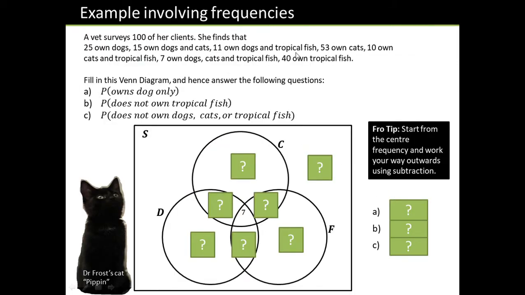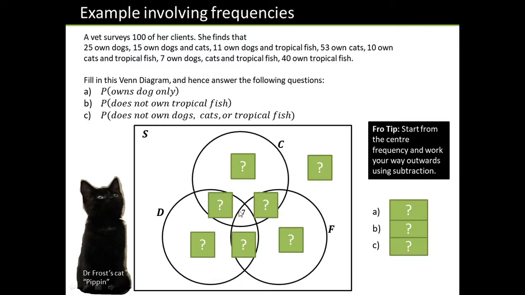So what we've got here is another question, which again I would advise strongly that you pause and try it yourself first. So to fill in the Venn diagram, the very first thing to do is to fill in the intersection. So for a three-way Venn diagram, that's the same idea. And the information given is that there are 7 people that own dogs, cats and tropical fish. So the 7 goes in the intersection.